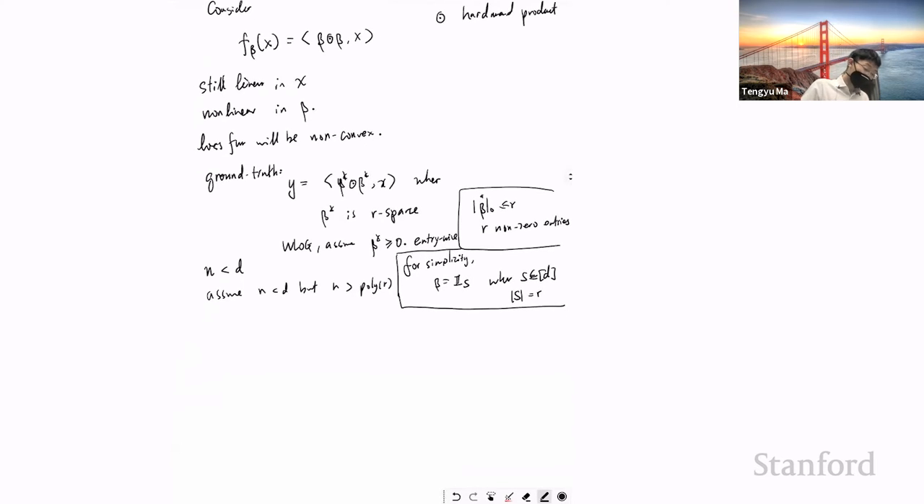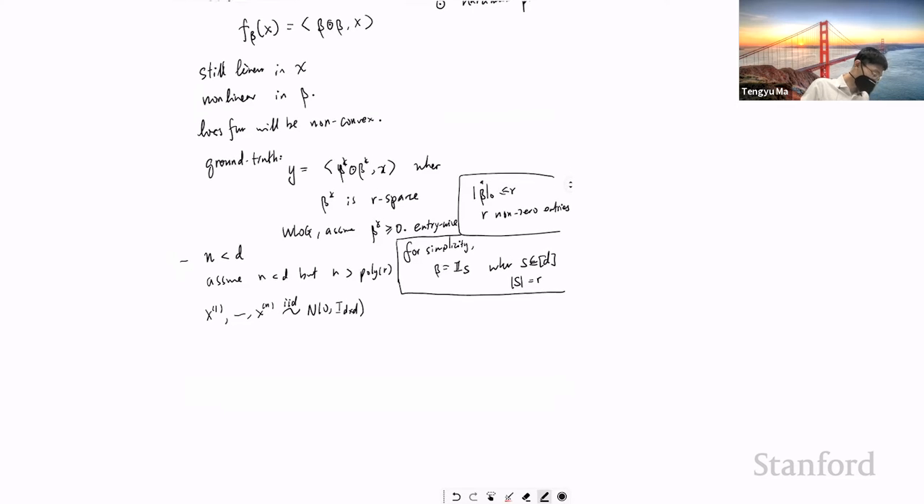Okay, and now let's define the data. We have talked about how we're going to have an over-parameterized model. So we have n data points and n is less than d. These n data points are denoted by x1 up to xn, let's say i.i.d. from a Gaussian of dimension d with spherical covariance, and yi is generated from this model without any error. So yi is just the inner product of beta star ⊙ beta star with xi.